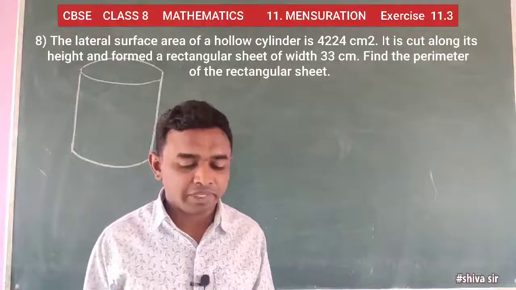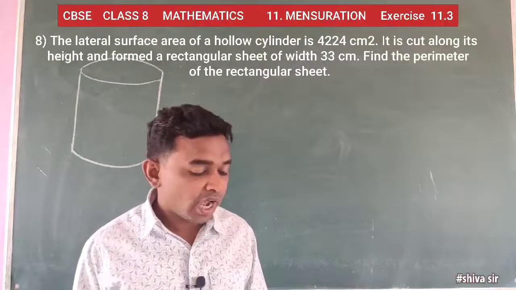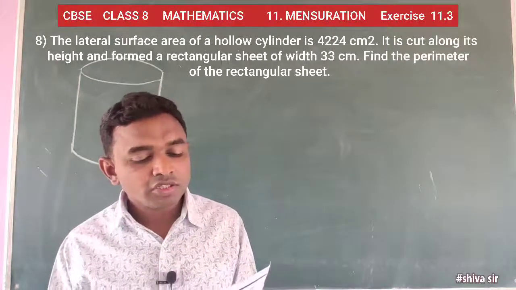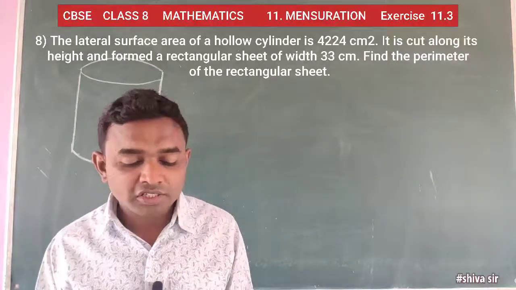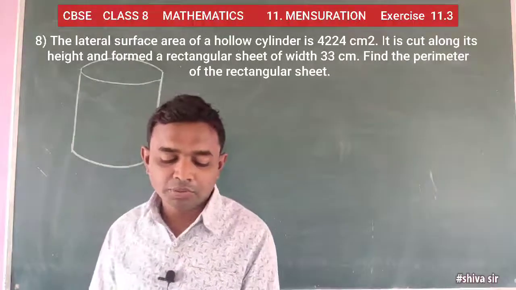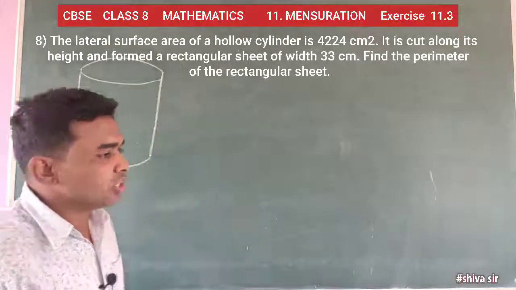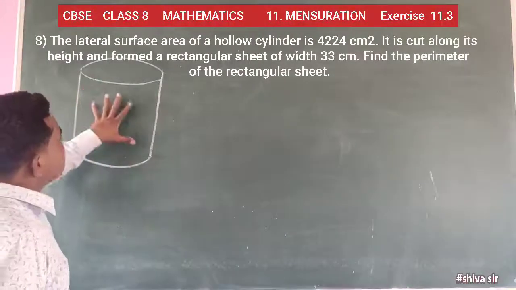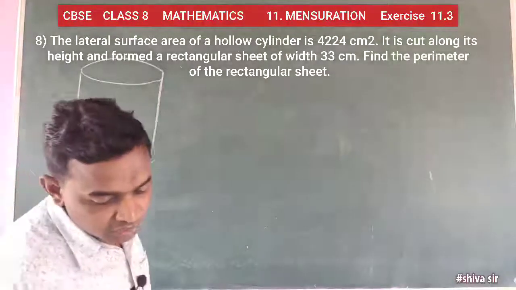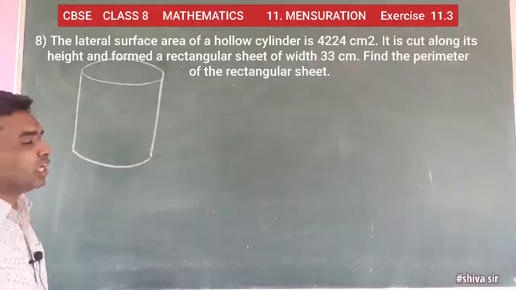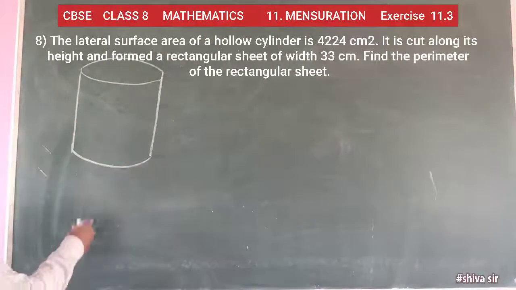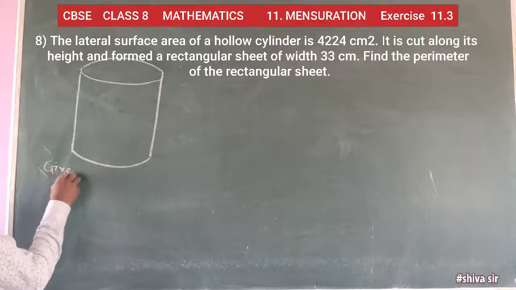4224 centimeter square. It is cut along its height and forms a rectangular sheet of width 33 centimeter. Then we have to find out the perimeter of the rectangular sheet. In this example, one hollow cylinder is given, and its lateral surface area is given. So first write down the given values.